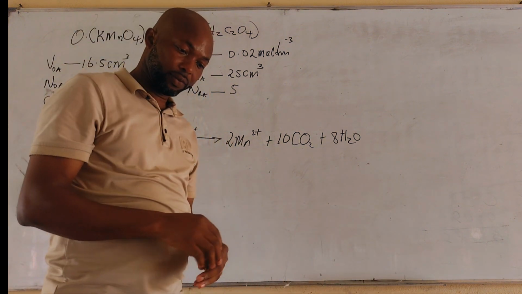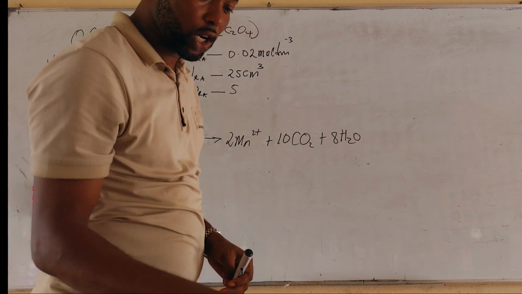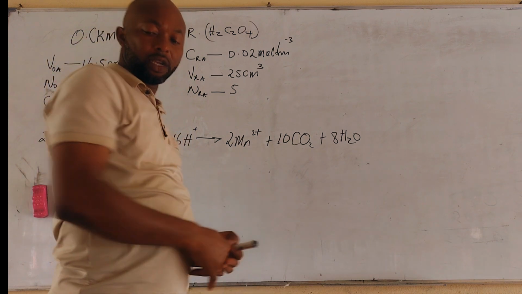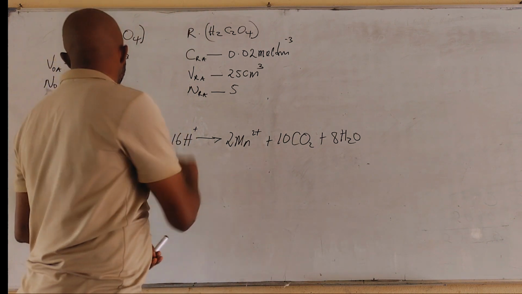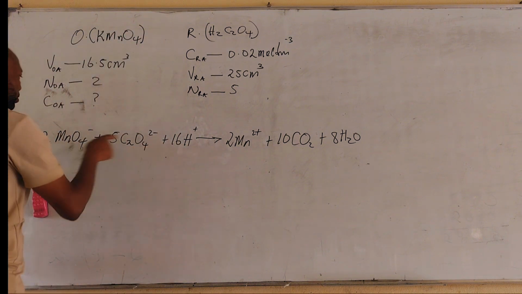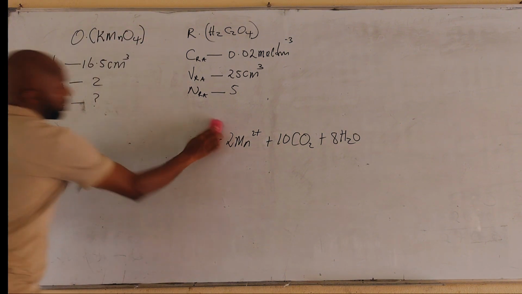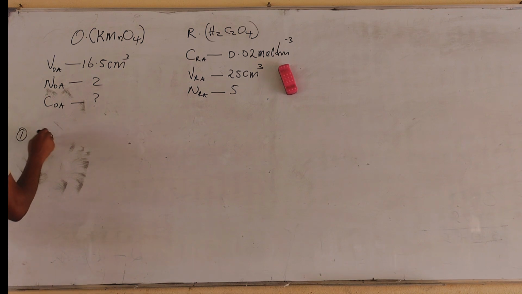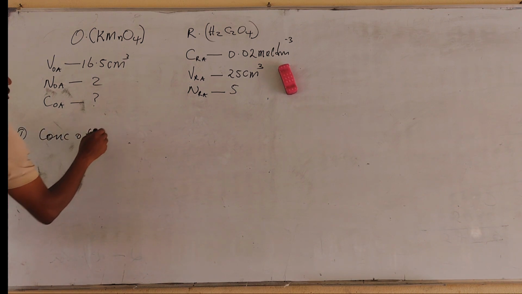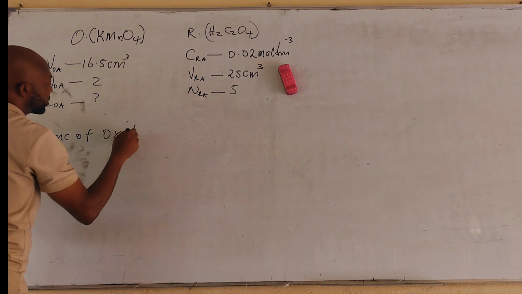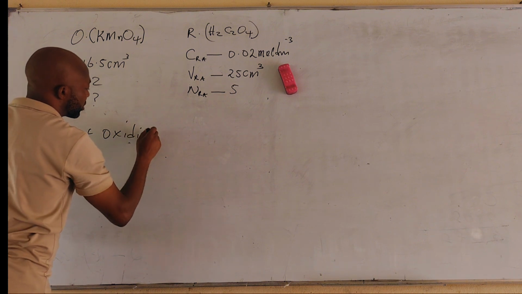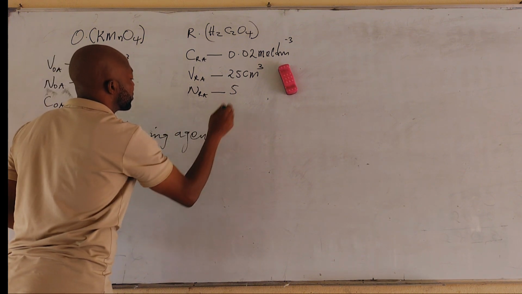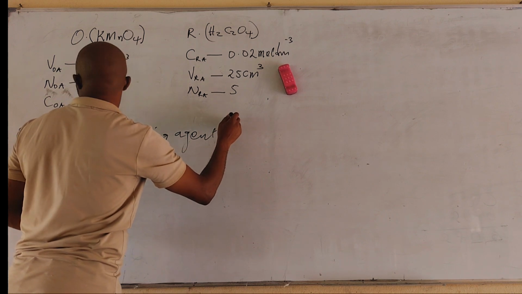First question. Concentration of solution A in mole per dm cube. A, which is the oxidizing agent. The concentration of A in mole per dm cube. So let's start. I'm going to take this out. So, first question, concentration of oxidizing agent in mole per dm cube.